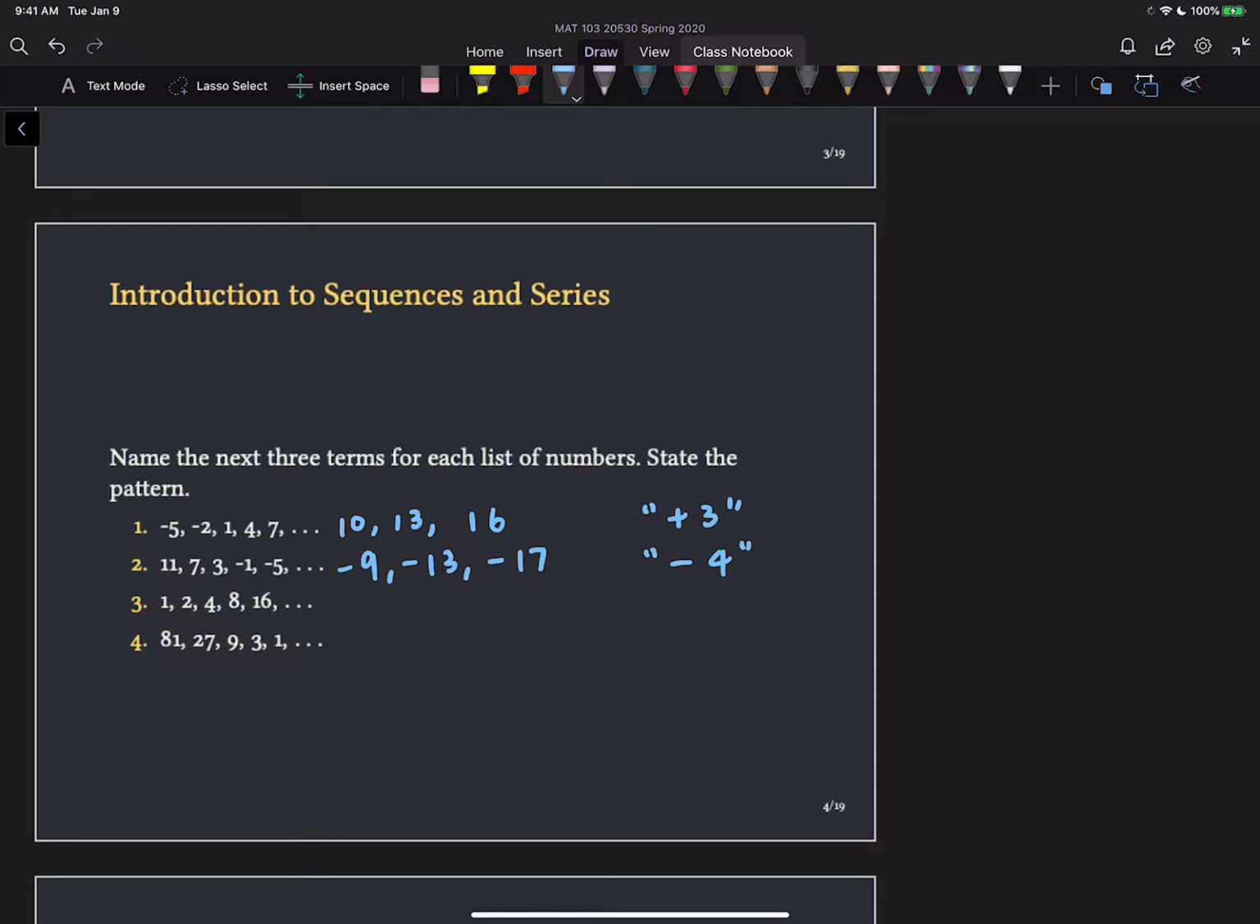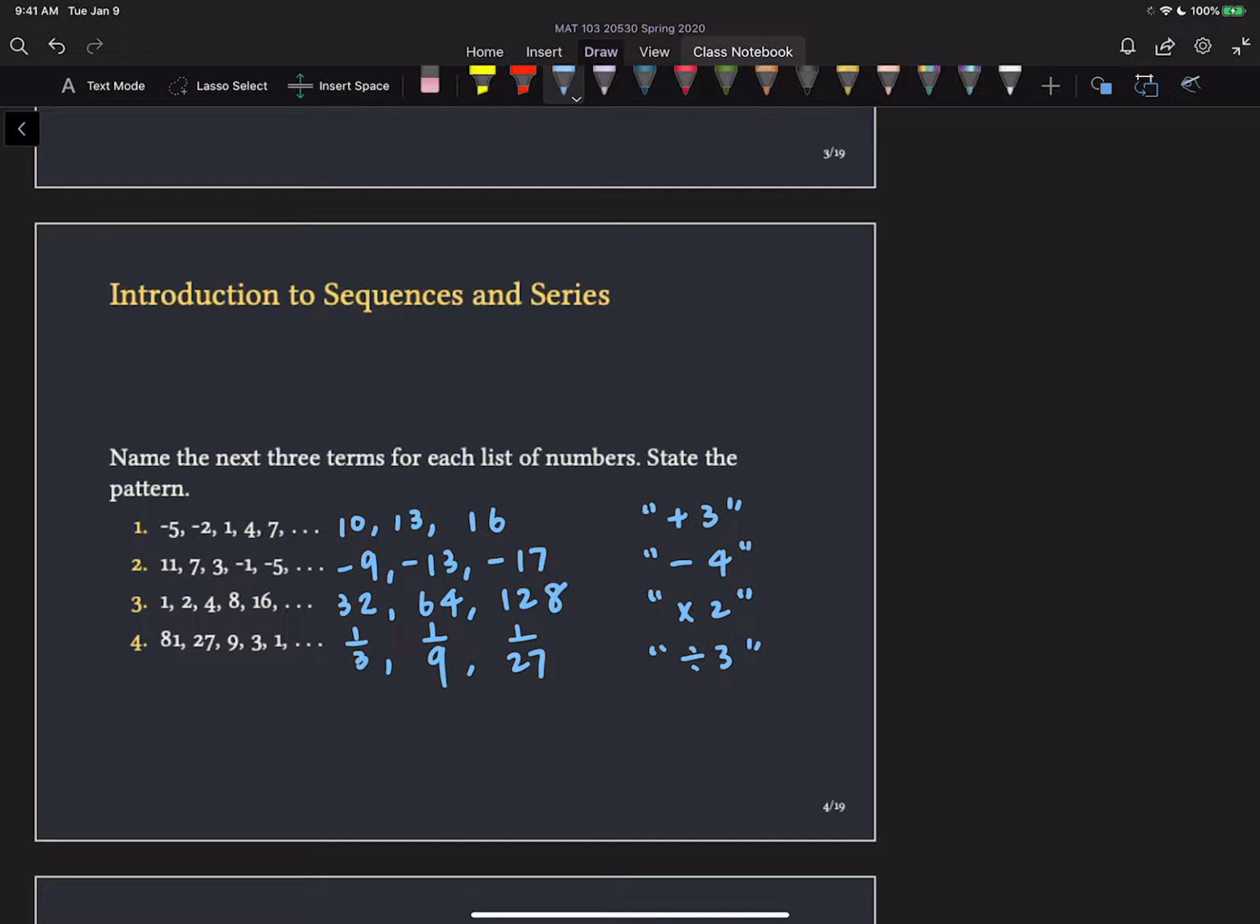Number 3. 1, 2, 4, 8, 16. As you can see, every number is twice as large as the previous one, so you just double the previous one. Therefore, the next three numbers, 32, 64, 128. And by the way, the pattern is times 2. And then we have number 4, 81, 27, 9, 3, 1. The pattern is dividing by 3. So the next one will be 1 over 3, and then 1 over 9, and then 1 over 27. And by the way, you don't need to use decimals to represent. Fractions are perfectly fine.